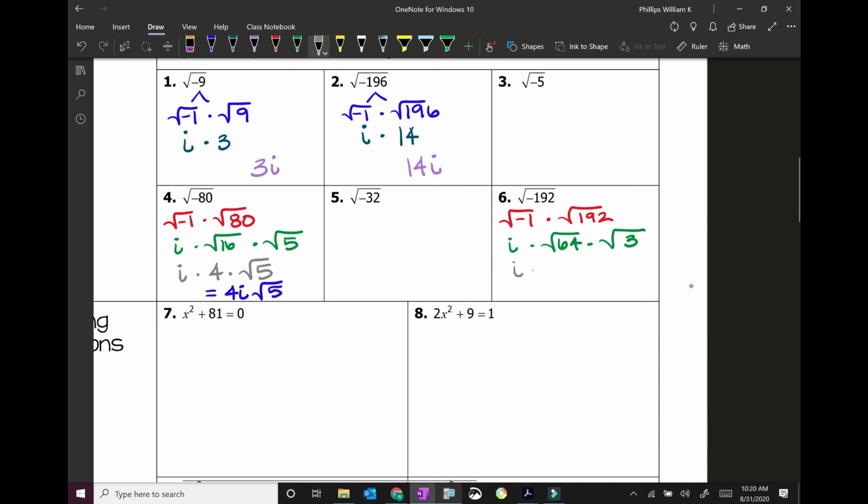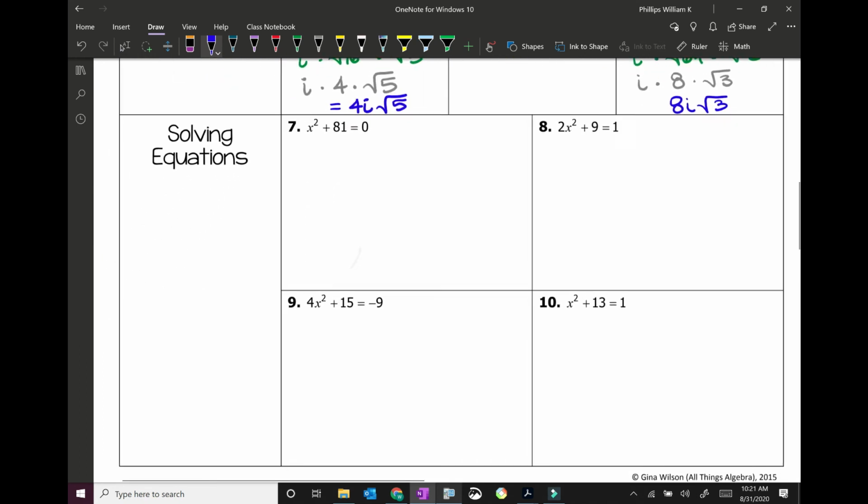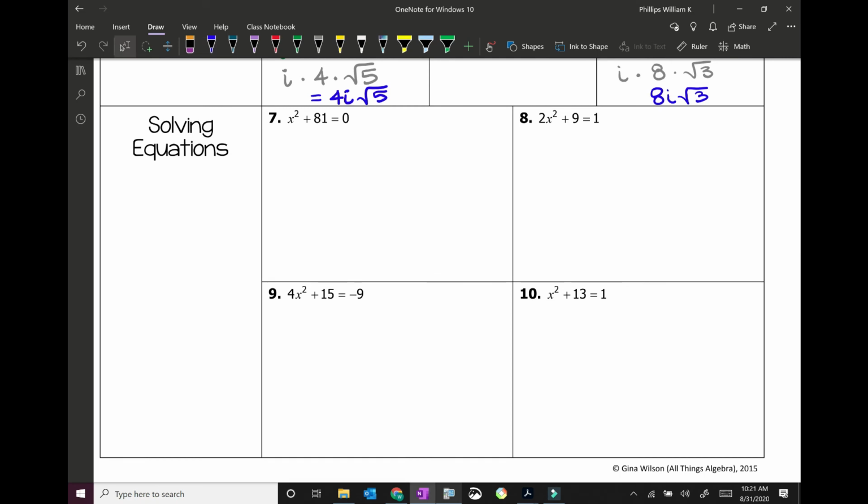So I have i times 8 times the square root of 3. So my solution here is 8i root 3. So that's how you simplify. Now, when you're solving an equation, it's not going to be any different than what you're accustomed to. Here we know we have to isolate the x squared. We'll do that by subtracting 81 from both sides.